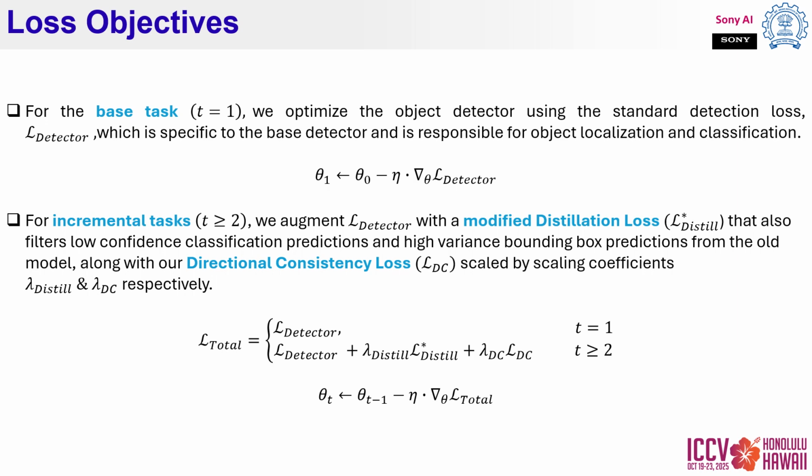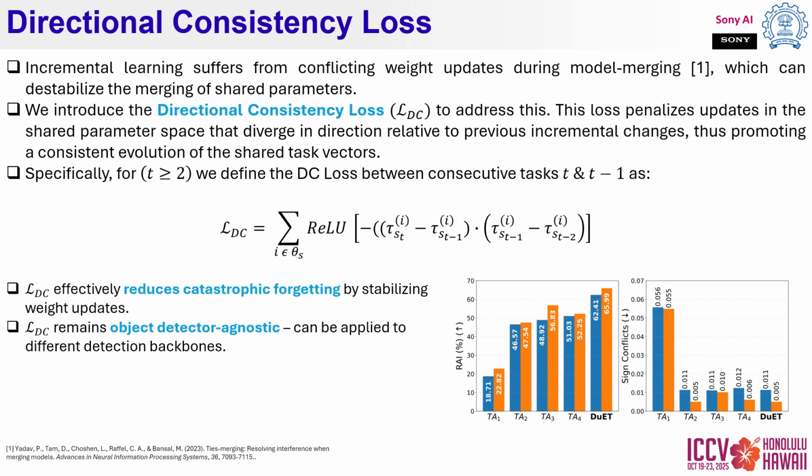To resolve conflicting weight updates during model merging, we introduce DC loss. As shown in graphs, applying DC loss reduces sign conflicts and significantly improves the retention adaptability index. Importantly, DC loss remains object detector agnostic and can be applied to different detection backbones.